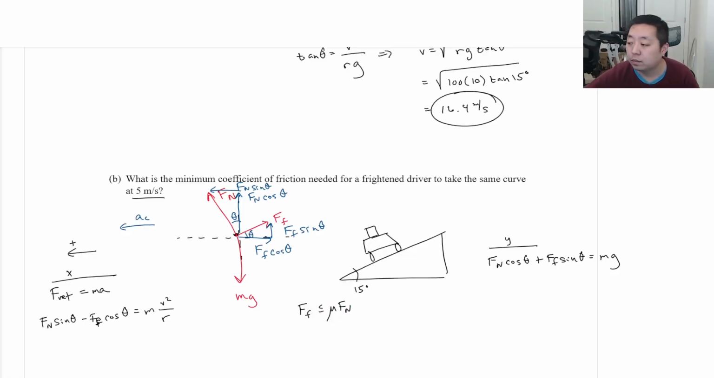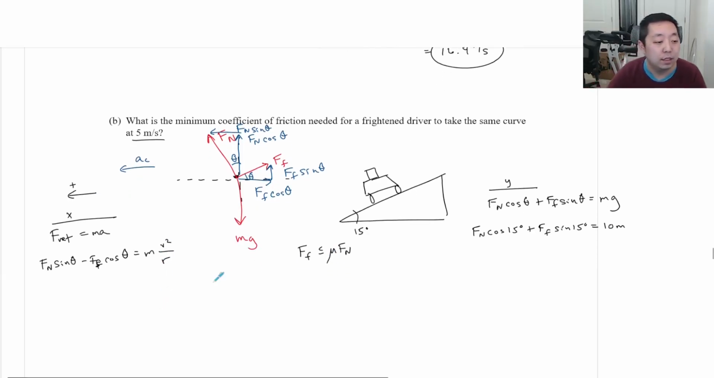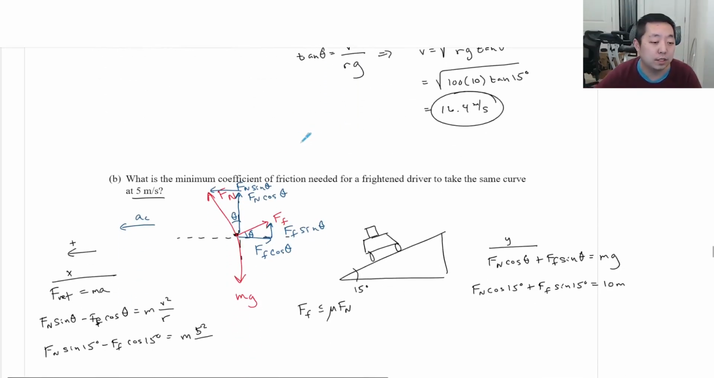Okay? So how are we going to solve this setup here? Well, let's plug in some numbers, because we do have some numbers here. So this is Fn cosine 15 degrees plus force of friction sine of 15 degrees, and that's equal to 10m. We don't have the mass of the car, but hopefully that won't matter. And here we have Fn sine 15 degrees minus force of friction cosine of 15 degrees equals mv squared, that's 5 squared, and then the r, what did they say the r was? 100 meters. Okay, and that's 25 over 100, that's 1/4 m.